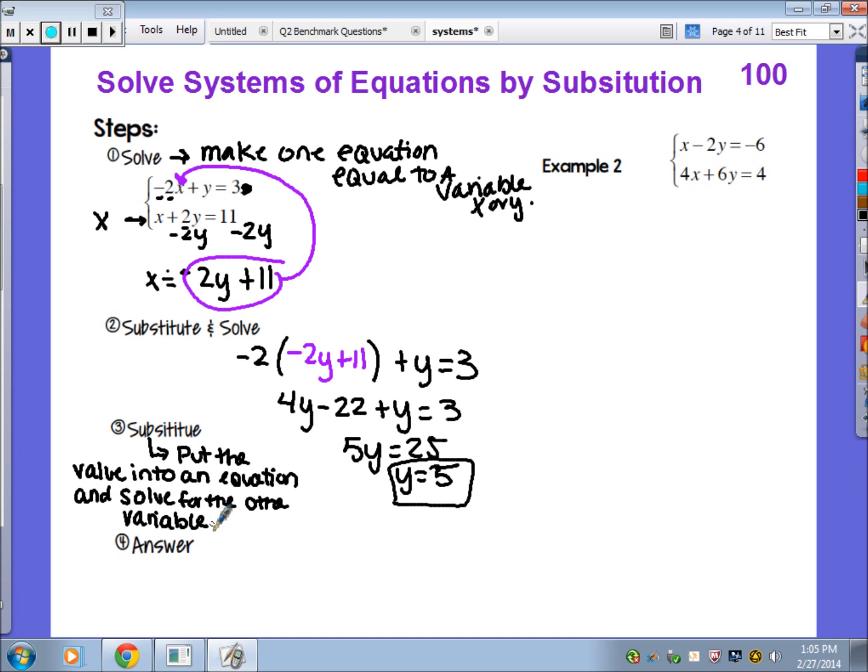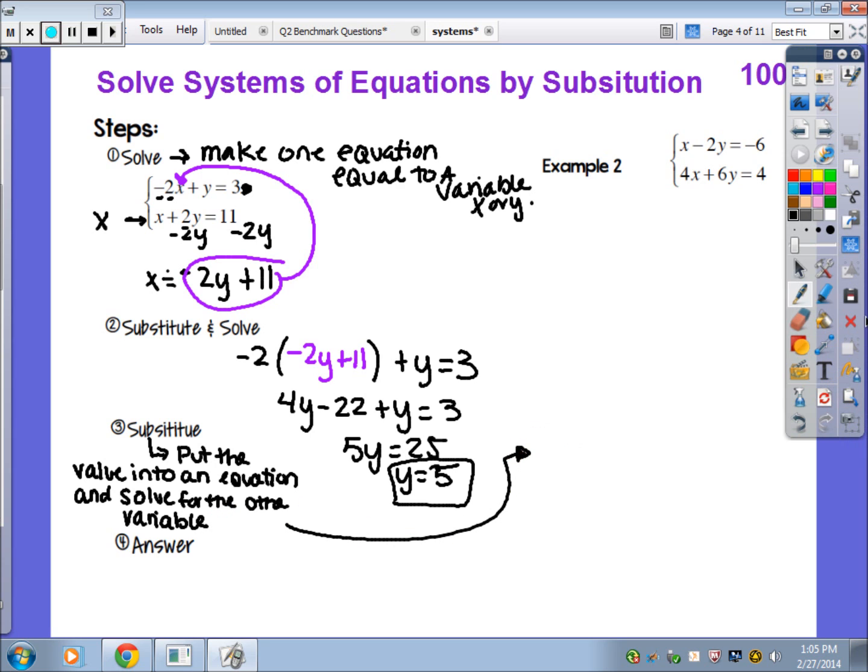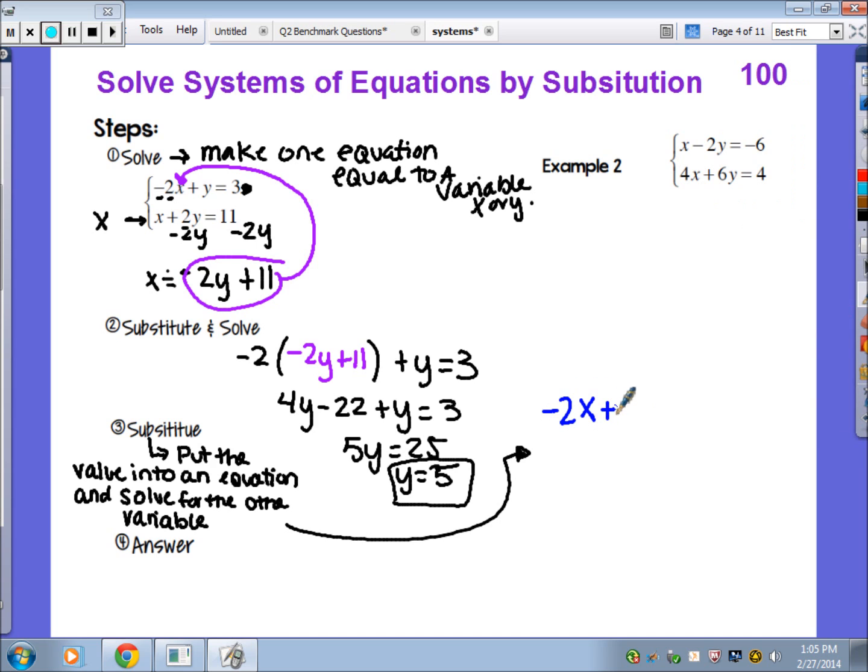So we have y equals 5. I'm going to continue these notes over here. We're going to pick one. We can just pick the first one. Negative 2x plus our y, which is 5, equals 3. Subtract 5 from both sides. Negative 2x equals negative 2. X equals 1. So our answer is 1, 5.